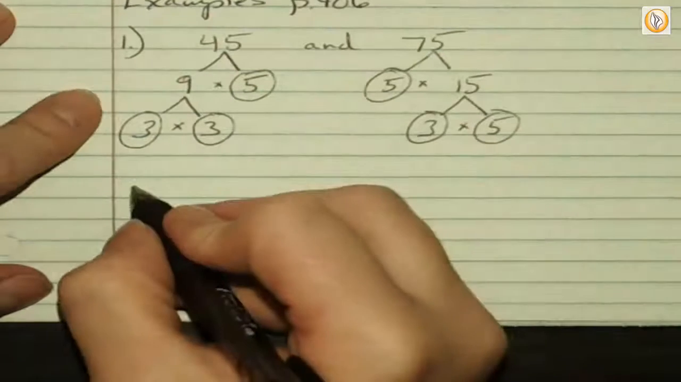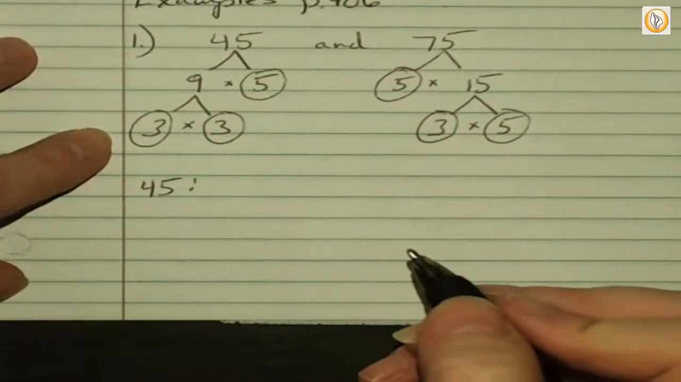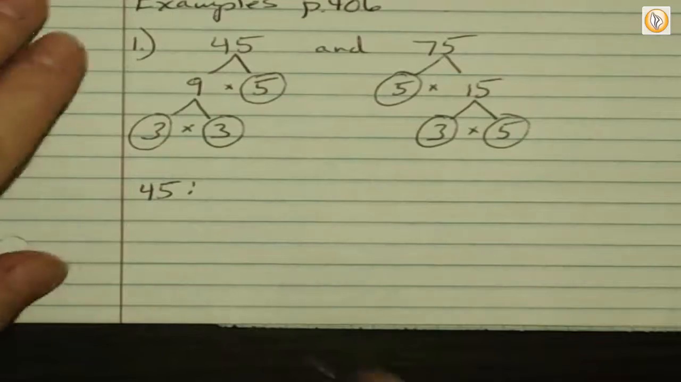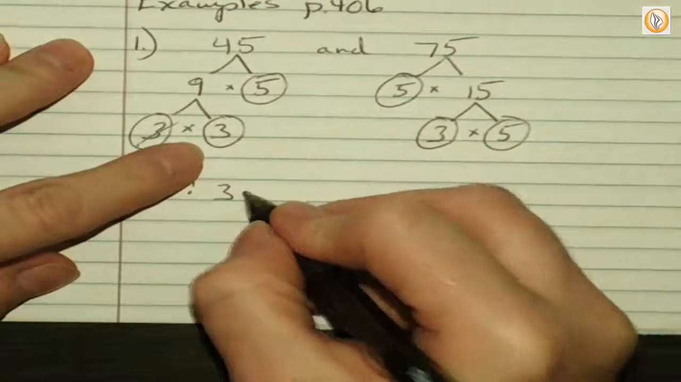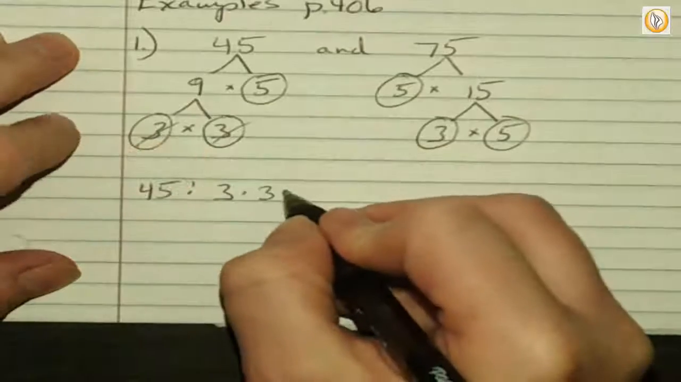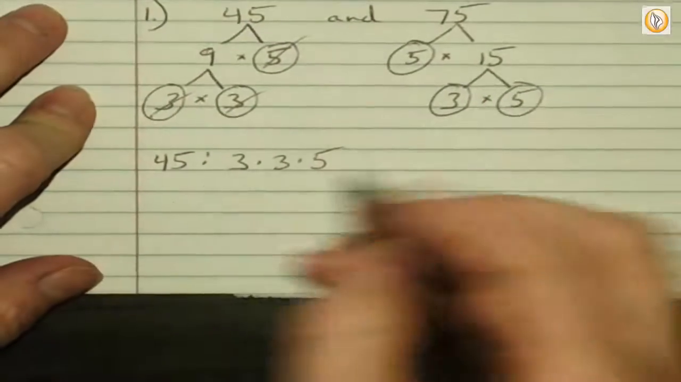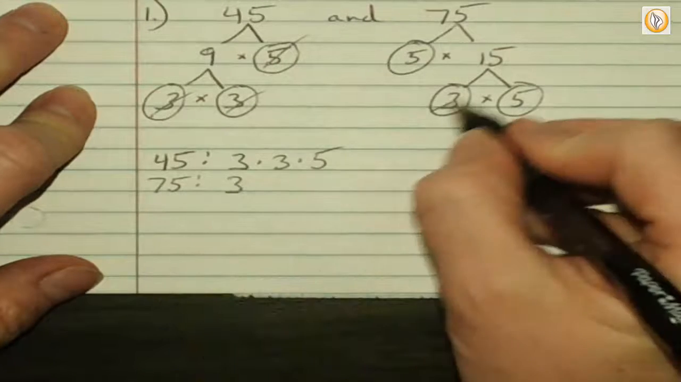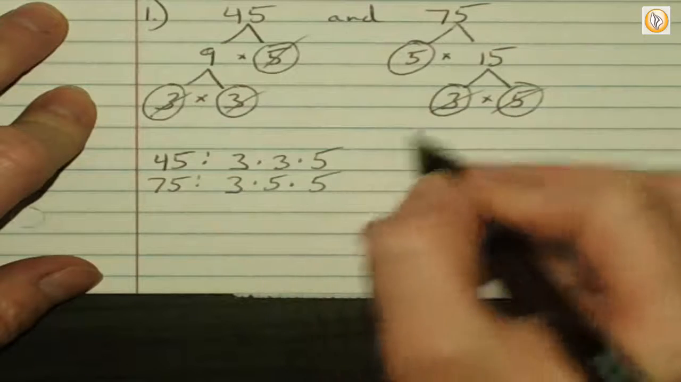Now, if you remember, down here, we're going to write the factors out for 45. These are the prime factors, not the factors, but prime factors. And we do it in order. 3 times 3, and I'm crossing it out so I don't make mistakes, times 5. Now for 75. 3, cross it out, times 5, cross it out, times 5, cross it out.